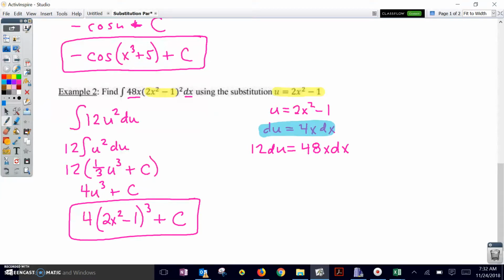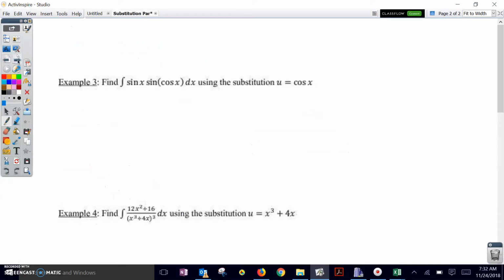All right, one more example on this video. Let's go ahead and we'll do example 3. We're going to find the integral of sine of x times the sine of the quantity cosine of x dx, using the substitution u equals cosine of x. Again, notice that the substitution that we chose is something that's inside of another function.